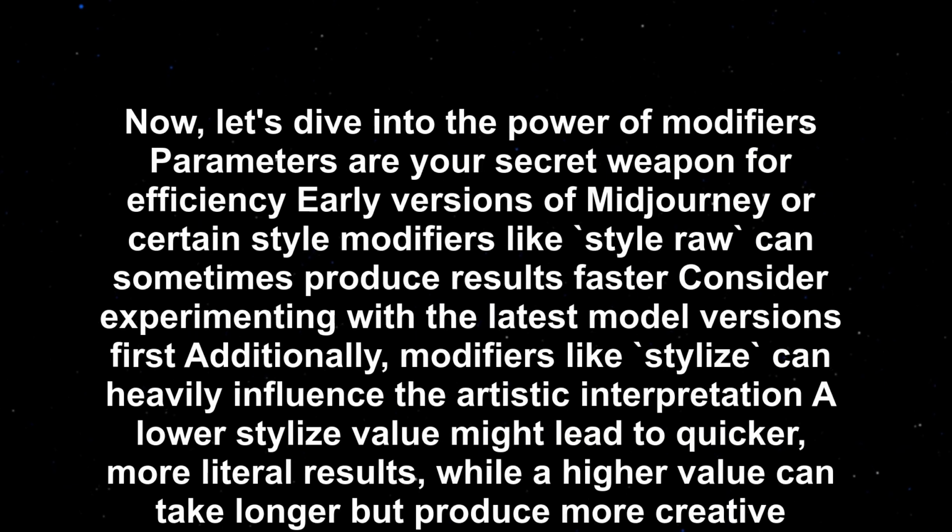Now, let's dive into the power of modifiers. Parameters are your secret weapon for efficiency. Early versions of Midjourney or certain style modifiers, like Style Raw, can sometimes produce results faster. Consider experimenting with the latest model versions first. Additionally, modifiers like Stylize can heavily influence the artistic interpretation. A lower stylize value might lead to quicker, more literal results, while a higher value can take longer but produce more creative interpretations. Understanding how these affect generation time relative to your desired output is key.